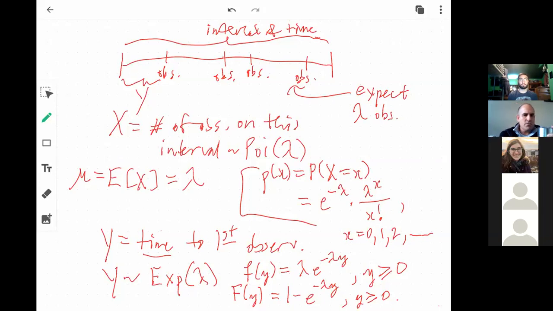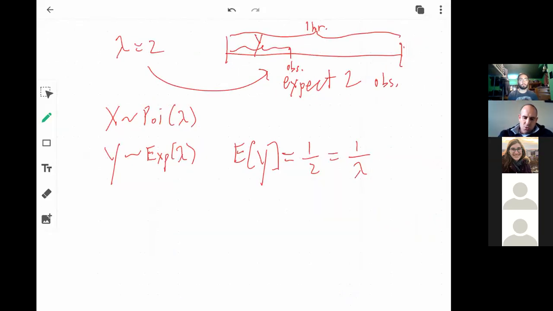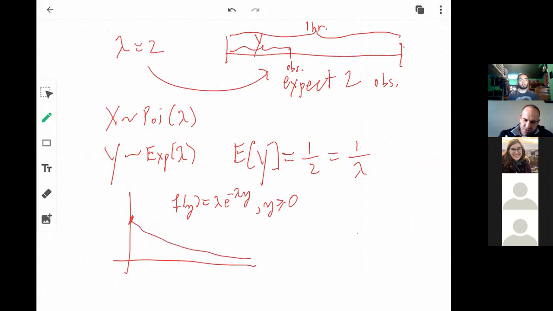Why is the exponential distribution the same shape as exponential decay when it's not necessarily getting smaller the whole time? Well, okay. So Madeline, let me go over here to the next page. What does the graph of f of y equal to lambda e to the minus lambda y for y greater than or equal to 0 look like? Well, it looks like this.